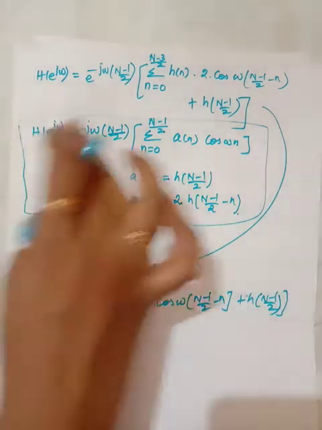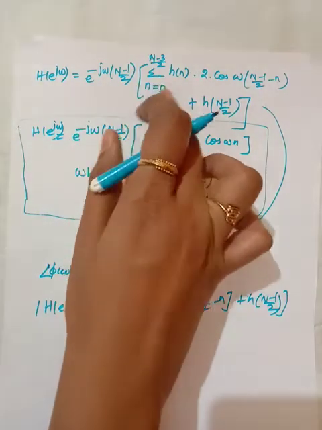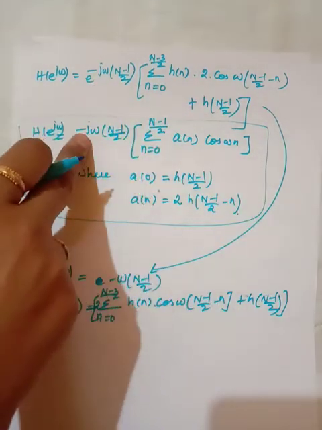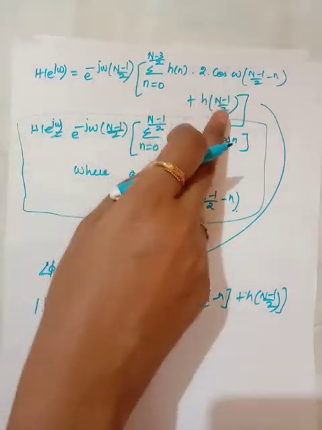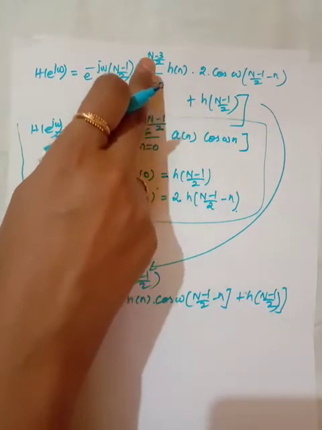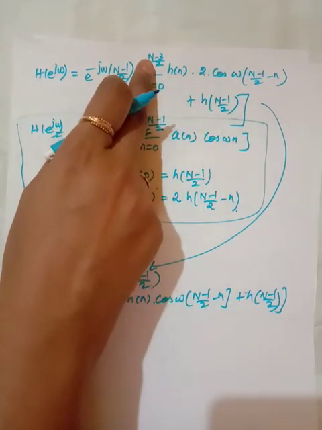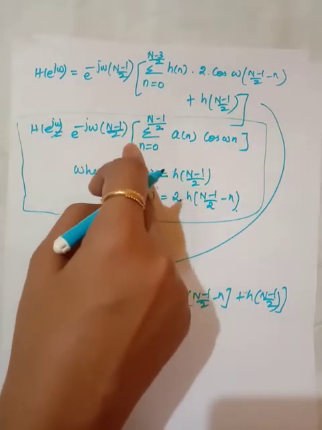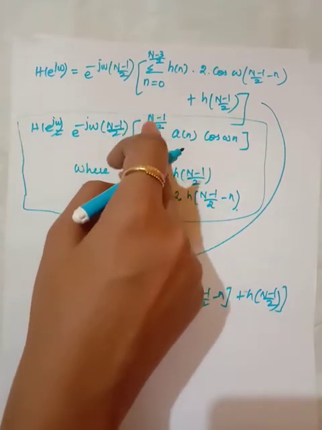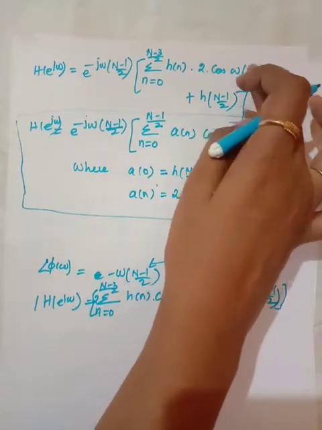Here I have just made a simple modification by having a single summation. I have not changed anything. Here I have changed the summation to 0 to n minus 1 by 2, because I am changing from 0 to n minus 1 by 2. So here it is n minus 3 by 2, and the next sample is n minus 1 by 2. So I have combined these two samples. The summation n is equal to 0 to n minus 1 by 2, a of n cos omega n. So this is your cos omega n.